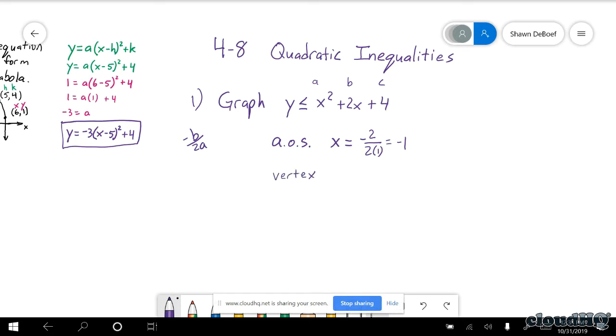And we know our vertex is on that axis, so its x coordinate has to be the number I just found, the negative 1. So let's find the y value that goes with it. So you plug negative 1 into the equation and solve. We're plugging negative 1 in for the x, so it's negative 1 squared plus 2 times negative 1 plus 4. 1 minus 2 plus 4 is 3.